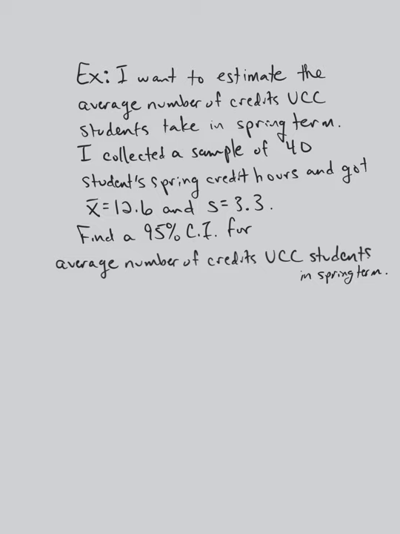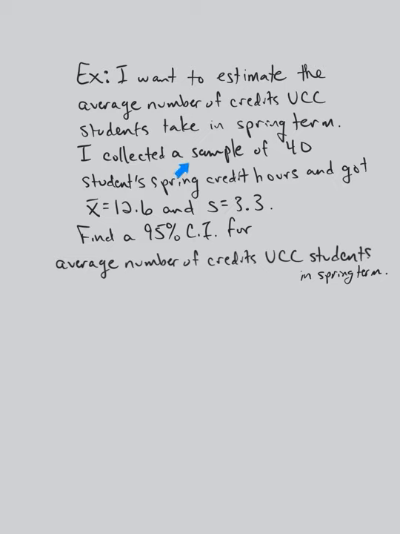Okay, and so the idea here is that I want to get an idea, an estimate of the average number of credits UCC students take in the spring term. And the problem is that that's way too big of a data set. You have years in which people have taken the classes and so on like that. So we have a population data set that's way too big to be able to actually get all that data and then compute the average from it. So I want to get an idea about what it is though.